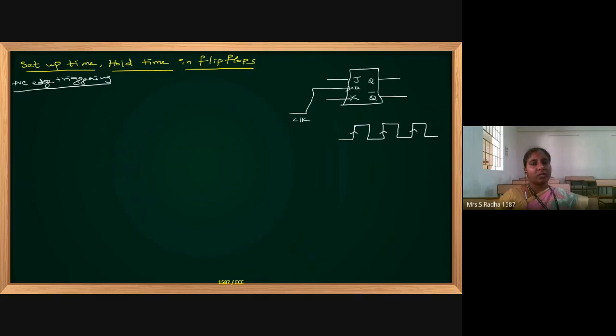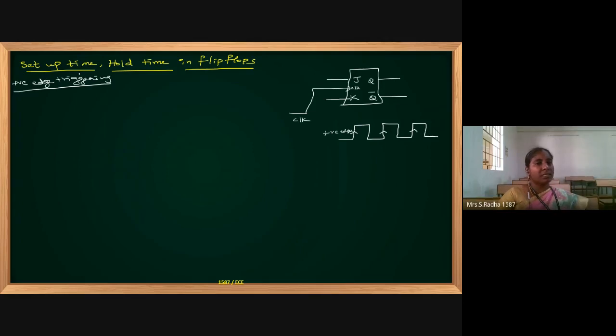The horizontal one is level triggering, positive level, negative level. The arrow mark I have written is positive edge triggering. Negative edge means the other side, the downward direction, that is negative edge triggering.